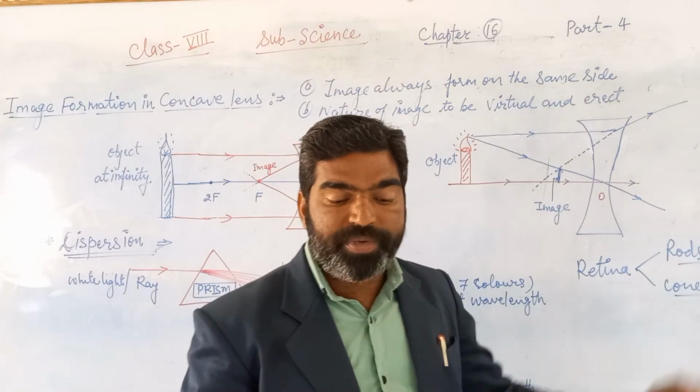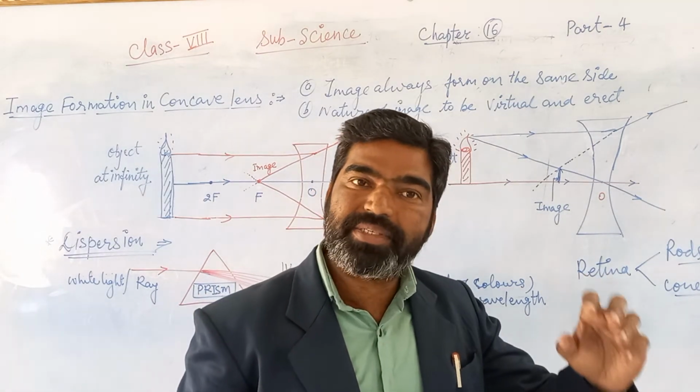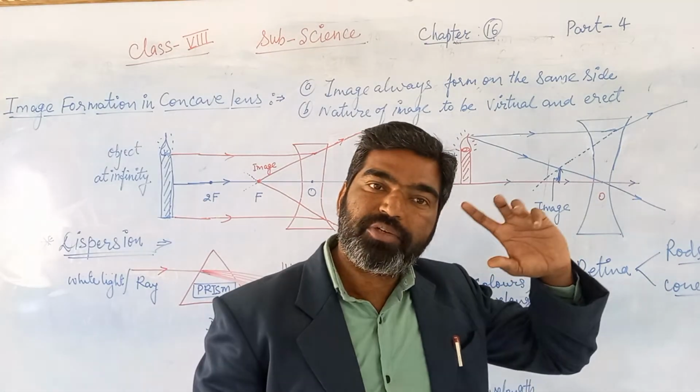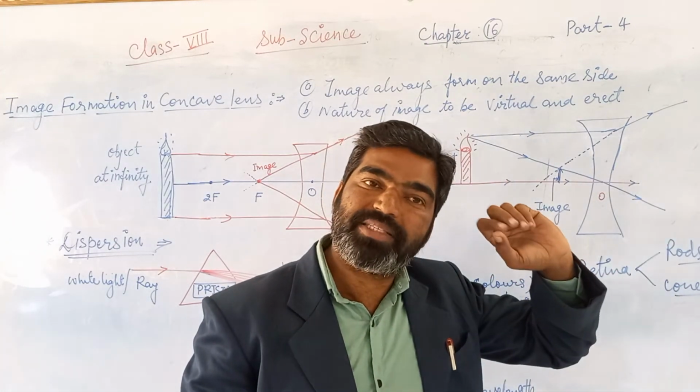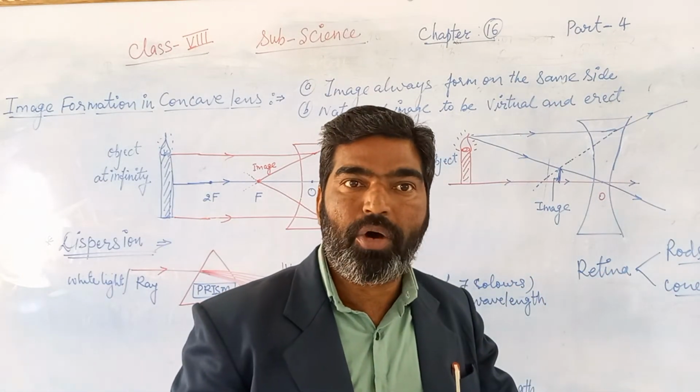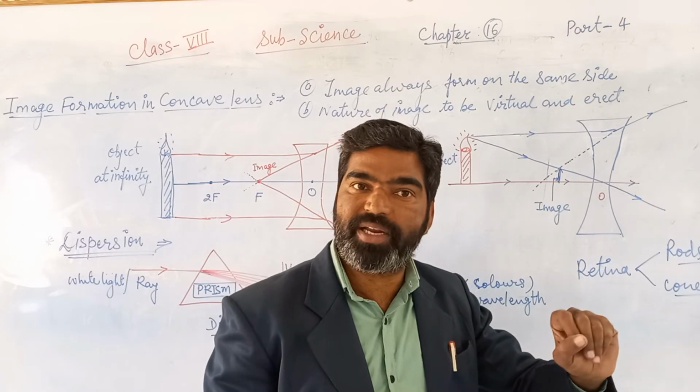Then next, the optic nerves. Optic nerves means these are nerves connected from retina to brain. Means ये retina से brain तक connect होती है, and it can take the signals or image formed on the retina to the brain.